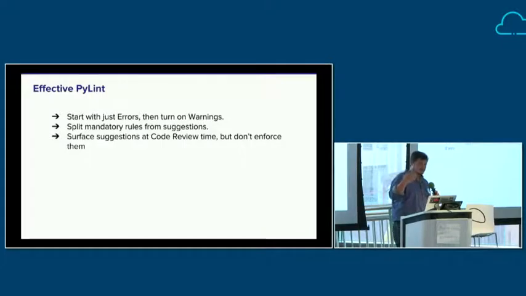We want to surface the suggestions at code review time, have them comment on existing code, but don't actually enforce them. And so, PyLint will notice, like, hey, your method's getting kind of big. You may want to think about refactoring it, which is a comment that a code reviewer may make, but it's nothing that you necessarily want to enforce, right? You want to enable people to ignore these things if they really choose to do so.